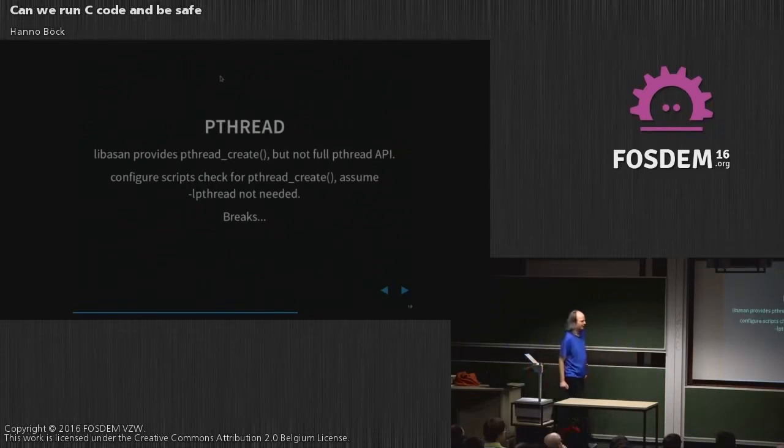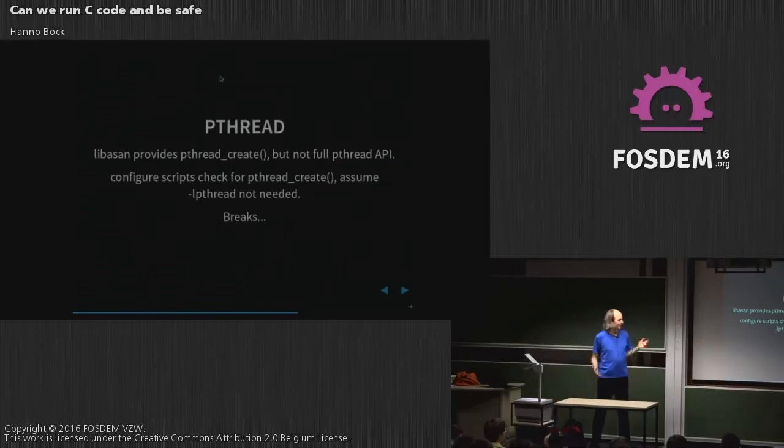Then this was kind of tricky to debug, actually, what was going on. With libpthread, the problem is that the address sanitizer library provides some pthread functions because it's hooking them to record what memory is accessed, but not all of them. So if a configure script checks whether pthread_create exists, it says, okay, this function exists, I don't need to link the library in because it's already available. But then the compilation breaks because the other functions are not available.